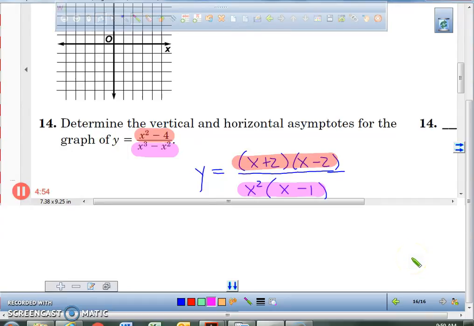How do you know how to factor? Well, that's what we learned in Algebra 2. I didn't know. A few years ago.